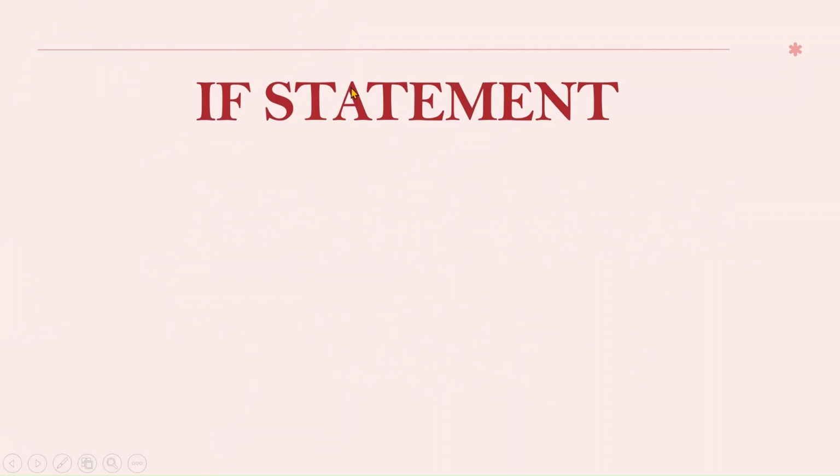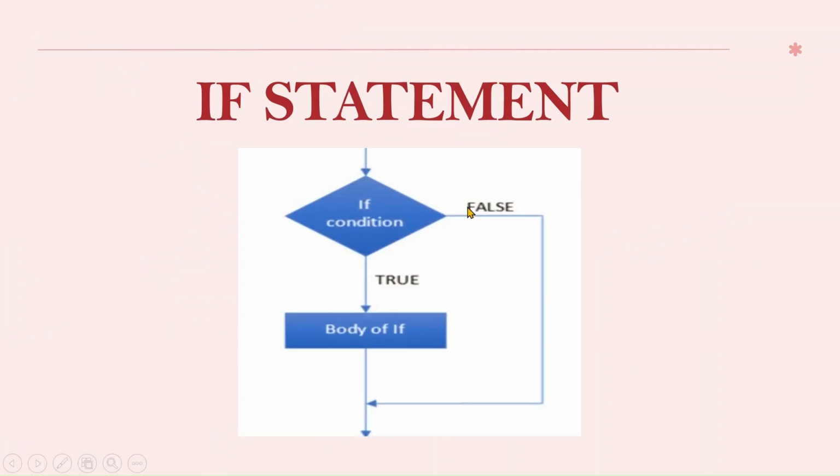Coming to the if statement, now this is a flow chart. Here this is the symbol for condition, a rhombus symbol. And here we are receiving the input. Based on the input, we are checking the condition. If the condition is true, then the body of the if statement gets executed. If the condition is false, we go directly to after the if statement, and we continue for the further statements.